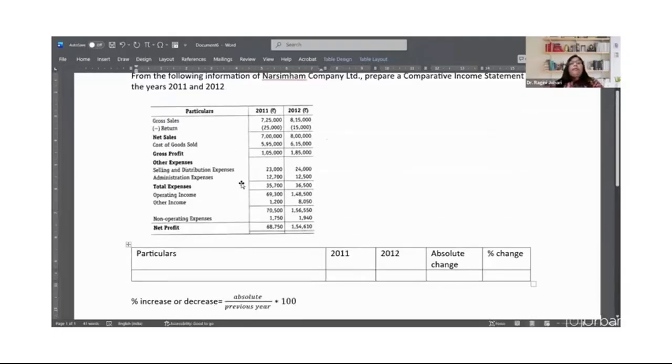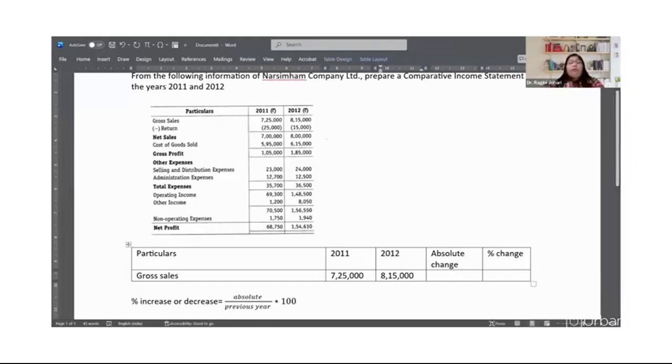Now let us start working on this. When we do this comparative analysis, students, it is to be noted that we make the comparison head-wise between both the years. Therefore, this is also known as horizontal analysis. So let's start. The first thing is gross sales. The amount for 2011 is 7,25,000, and for 2012 this is 8,15,000.